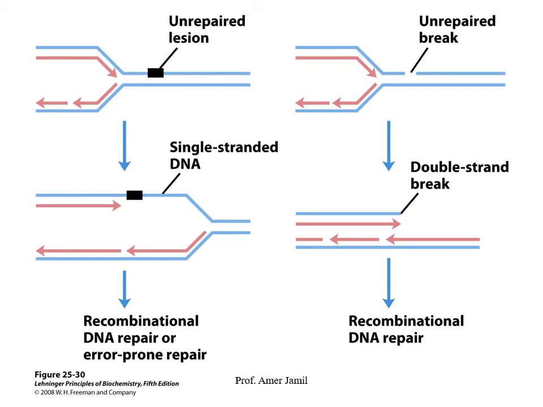In some cases, there is a recombinational repair system. If there is an unrepaired lesion, then there is a single strand or double strand DNA break, and there is a repair which is called recombinational DNA repair. But this recombinational DNA repair is error prone. It means the cell is trying to save its DNA as much as possible, but it contains some errors in it.